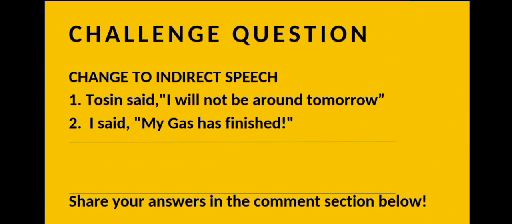Now, if you've watched up to this point, I want to know if you've been able to understand what I've taught so far. So, change to indirect speech these two questions. One, Tosin said, "I will not be around tomorrow." Write it in the comment section. I'll be there waiting to mark you. Two, I said, "My gas has finished." Also give me the answer to this in the comment section. I'll be there waiting to mark you.